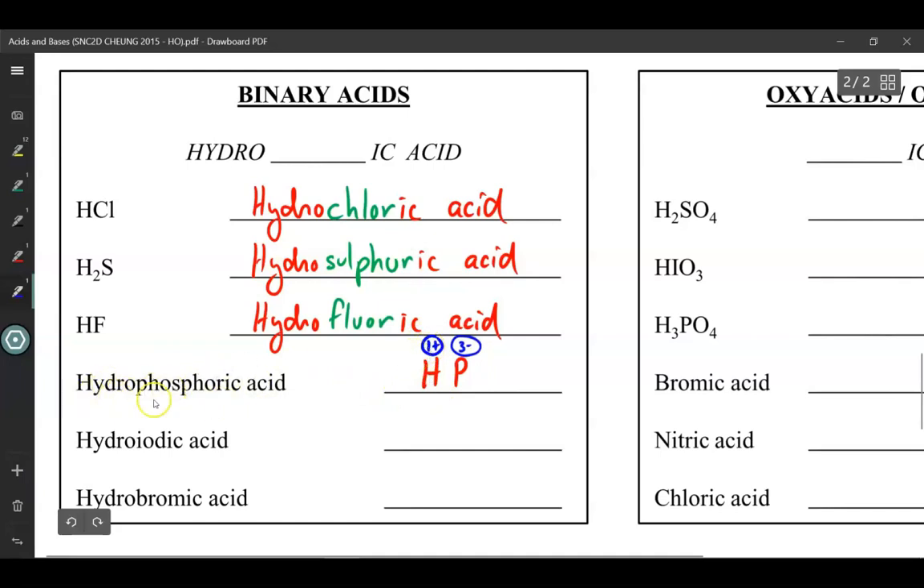In this case, it's hydrophosphoric acid, so that means there's a phosphorus atom over here. Hydrogen has a 1+ charge, phosphorus with a 3- charge, so I need to have 3 hydrogens for this to zero sum properly. For these other 2, they all only have a valence charge of 1-, so it's already zero sum, no need for any subscripts. Hydroiodic acid, HI, and hydrobromic acid, HBr.